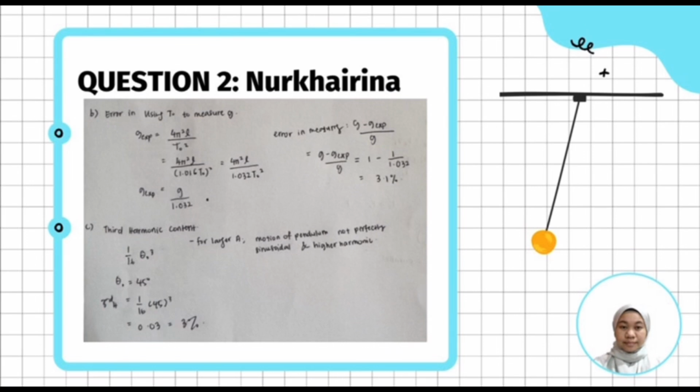And for C, we need to find the third harmonic content. This question depends on the first question that we answered in A. We can use 1 over 16 theta naught to the power of 3. Substitute theta equal to 45 degrees into the equation and we get 3% for question C. For a larger amplitude, the motion of the pendulum is not perfectly sinusoidal and has higher harmonics.